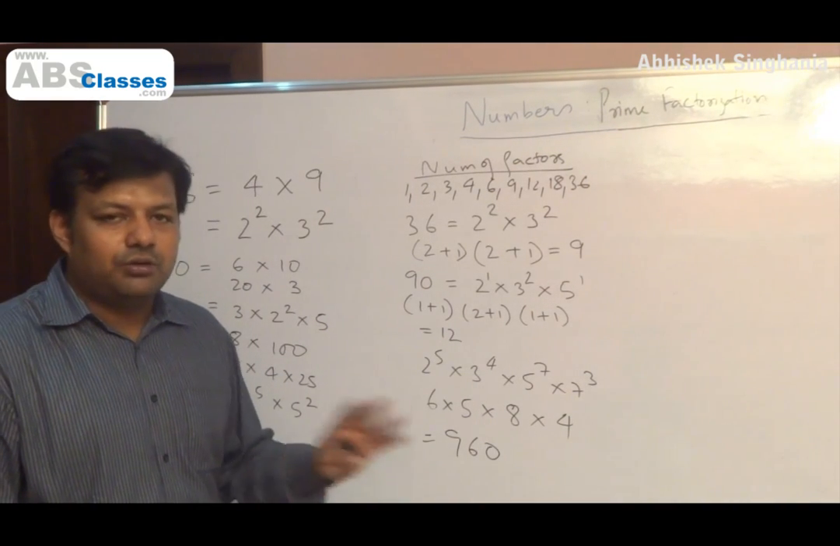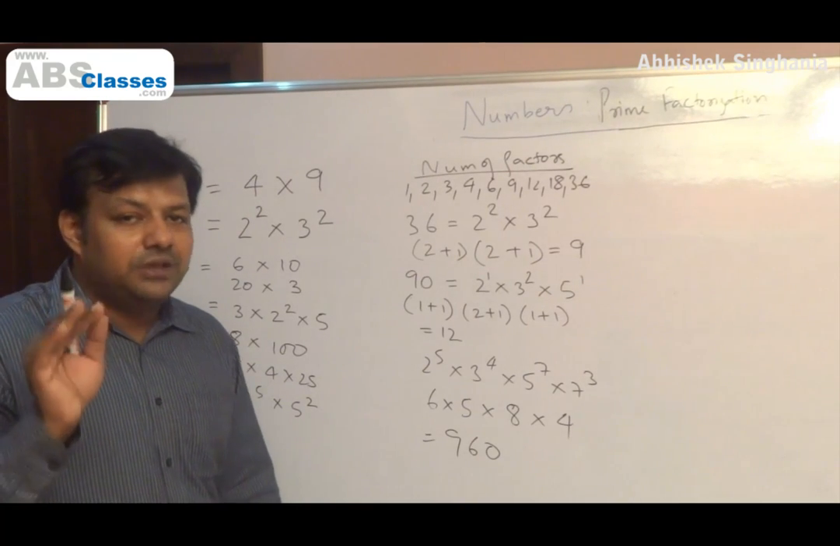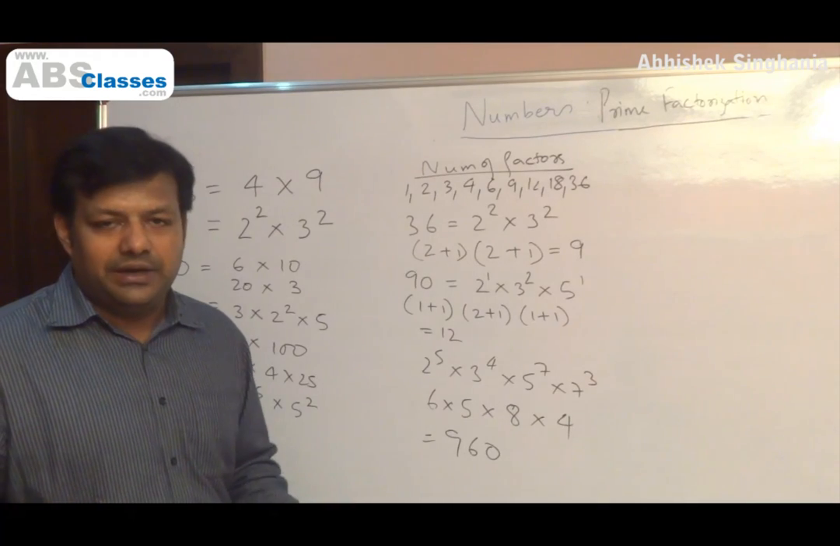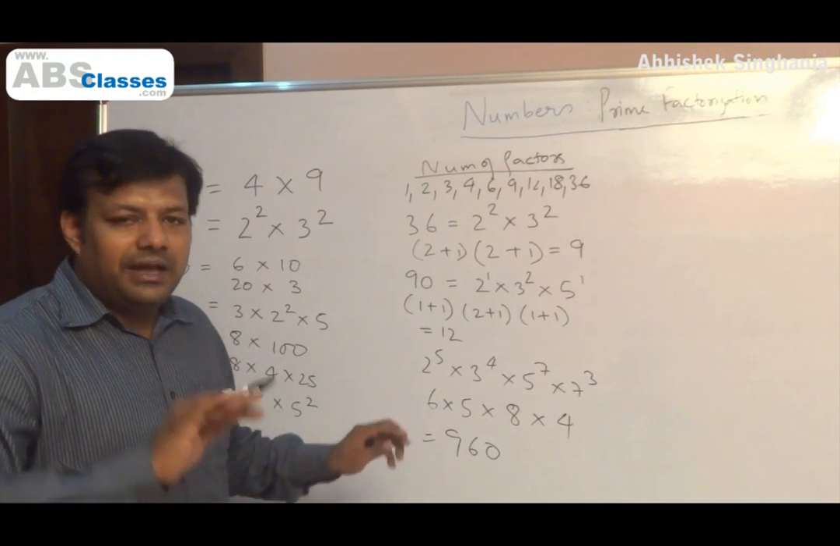Alright, we understood this, how to calculate the number of factors, but this is only the tip of the iceberg. Using the prime factorization method, there are a huge number of things that we can calculate. So number of factors, I hope it is clear. And how do I practice it?